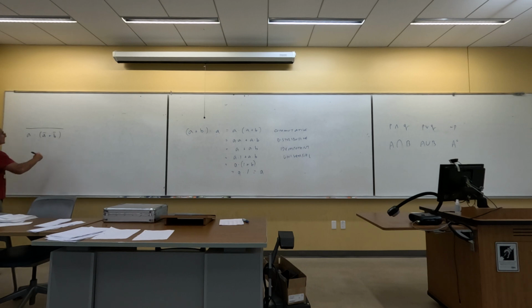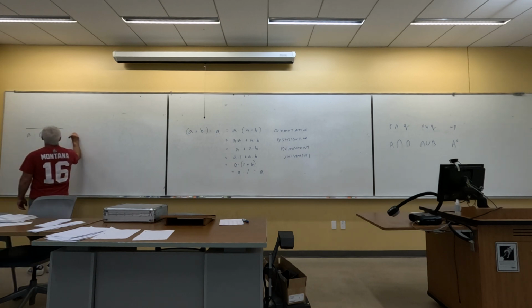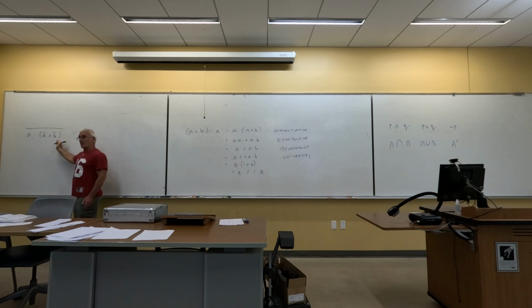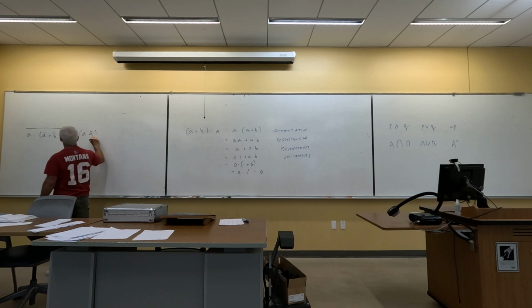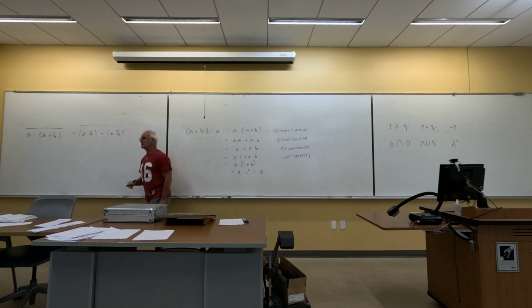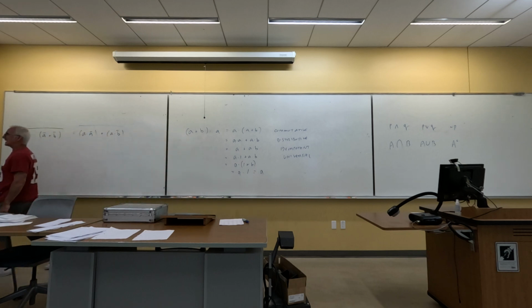So I have A dotted with this. What do you think this is going to be? Don't worry about the big bar. We'll put it on at the end. So this is a distributive property. A dot A bar plus A dot B bar, and then I do that. That's not relevant yet. A dotted with A bar.